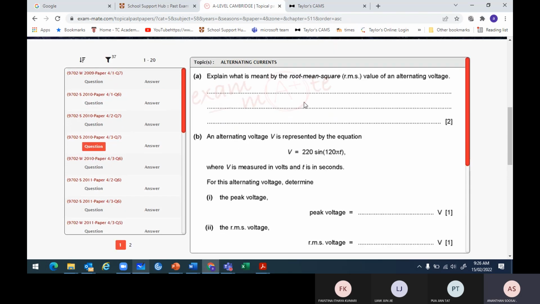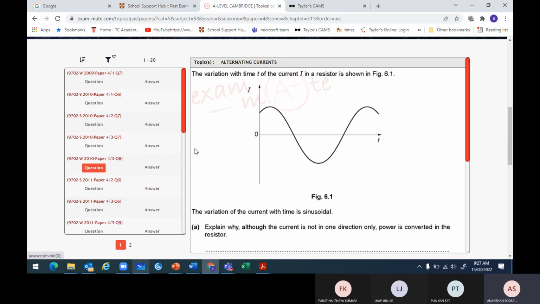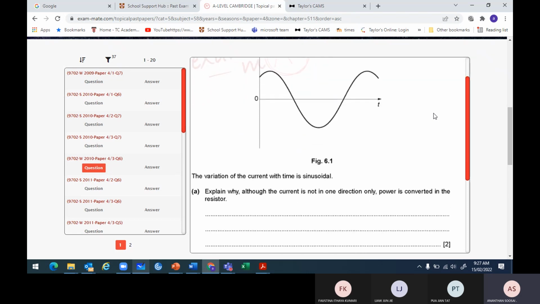Okay, so another one. Different variant, same question. Another question: an alternating current, with the direction of current varying sinusoidally with time. Explain why, although the current is not in one direction only, power is converted in the resistor.